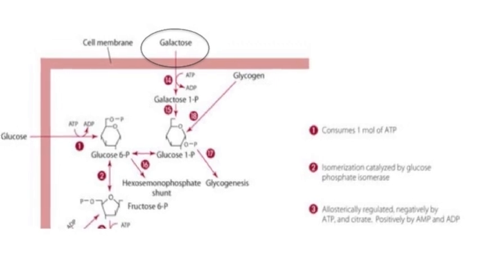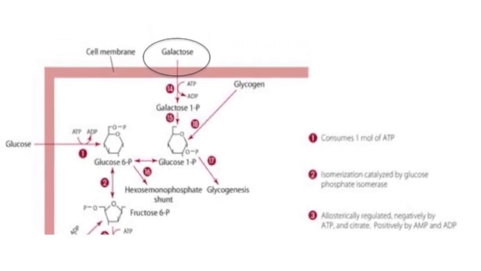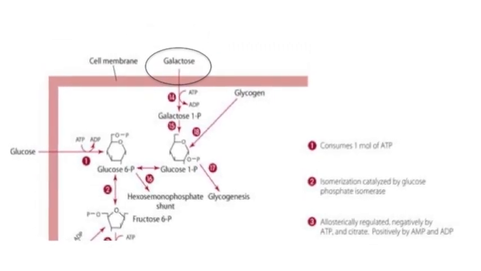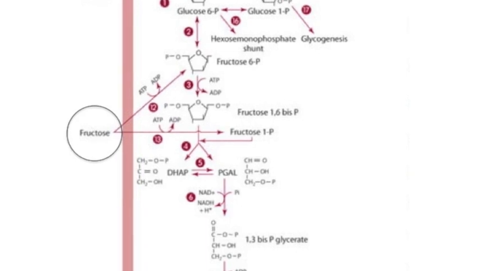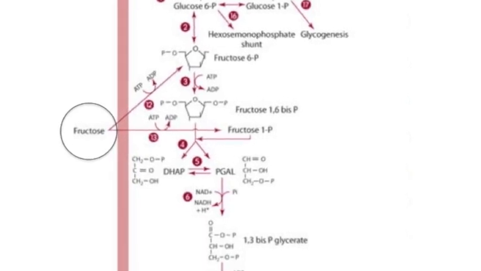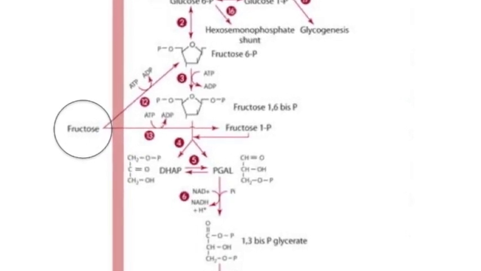Fructose and galactose enter the same glycolytic pathway, but at different entry points. In 3 reactions, galactose is converted to glucose 6-phosphate and proceeds down the glycolytic pathway. Fructose is converted to fructose 6-phosphate or 1-phosphate to continue through glycolysis.